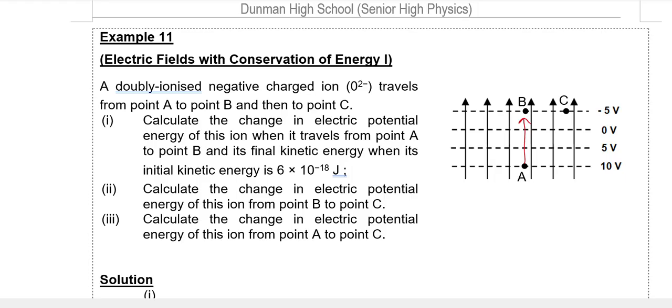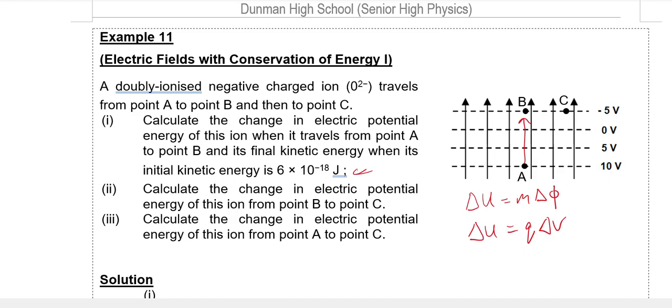And its final KE when its initial KE is this given amount. All right. So first, let's think about what we know about potential and potential energy. If you remember from gravitation, the relationship between gravitational potential energy and gravitational potential is this. Then for electric field, it's the same thing, right? Just that this becomes Q, and this becomes V.